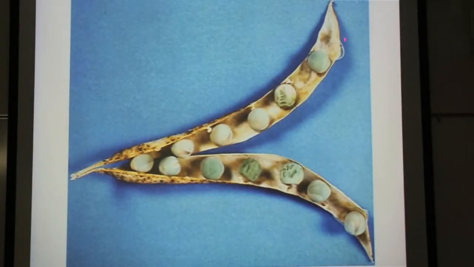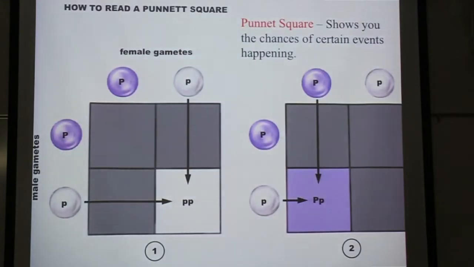This shows you some of the pea plants and how he would count those, and you could see, for example, that's a green smooth one most likely, that's a yellow smooth one, that's a green wrinkled one. Okay? Now, what happens is you have to be able to figure out what's going on, and you want to be able to figure out how to build and use these things called Punnett squares.